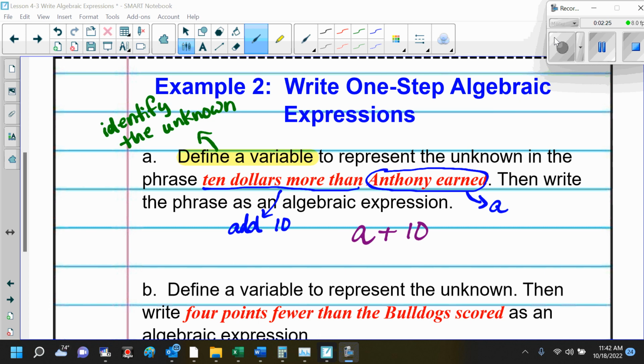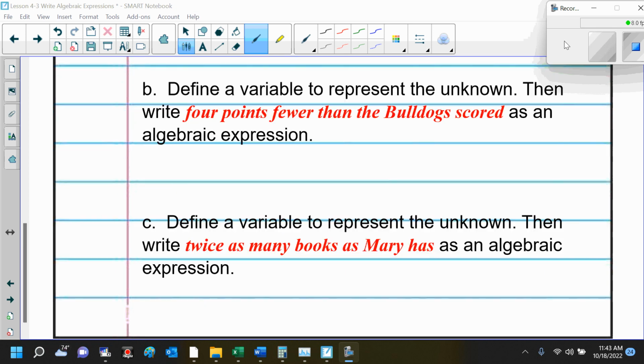The way that you show your work on a problem like this is you write the original phrase, you write the original problem, you circle your unknown and define a variable. So there we're saying Anthony is A. And then you look at the rest of the problem and point to the words that tell you the operation. So here, this is telling us to add 10. So this part in blue is the work. And then your final answer is A plus 10.